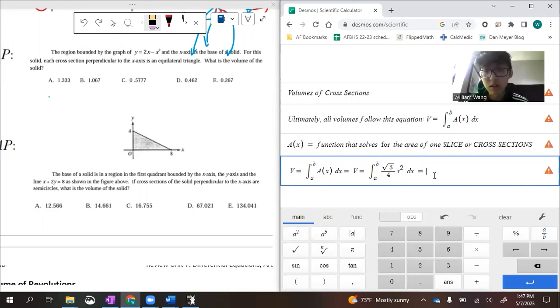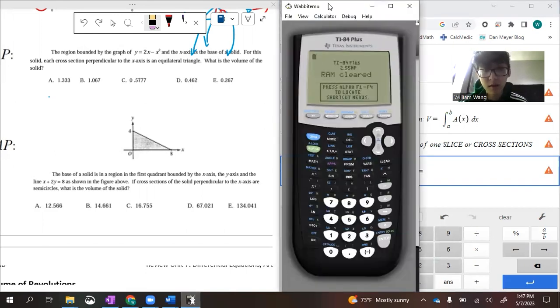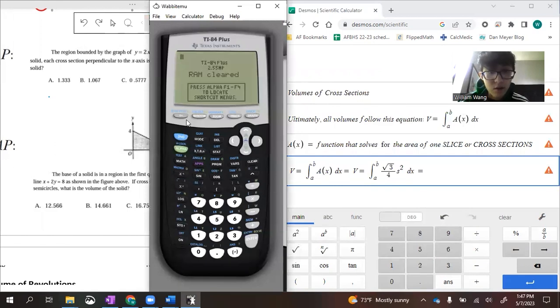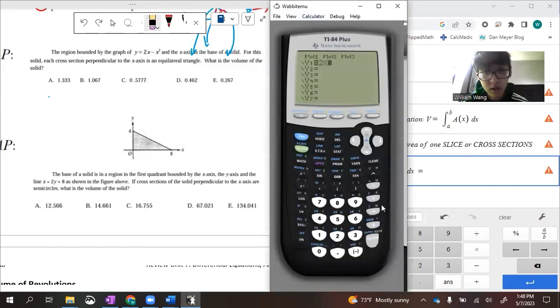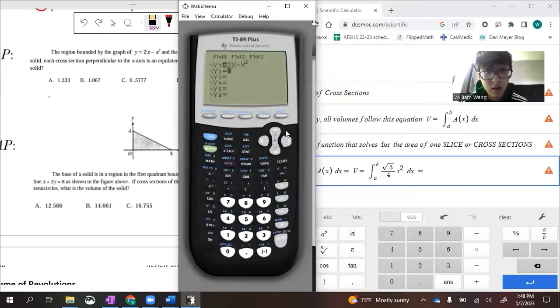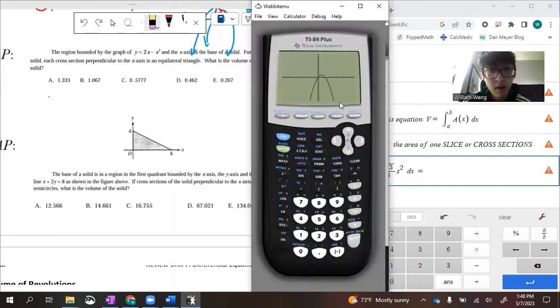You don't need to know that for the test or this problem. I am going to plot my function here to make it easy, just to see what it looks like: 2x minus x squared. So let's graph this. Okay, so bounded by the graph and the x-axis. I'm going to zoom in because it's this little area here, just that part, right?